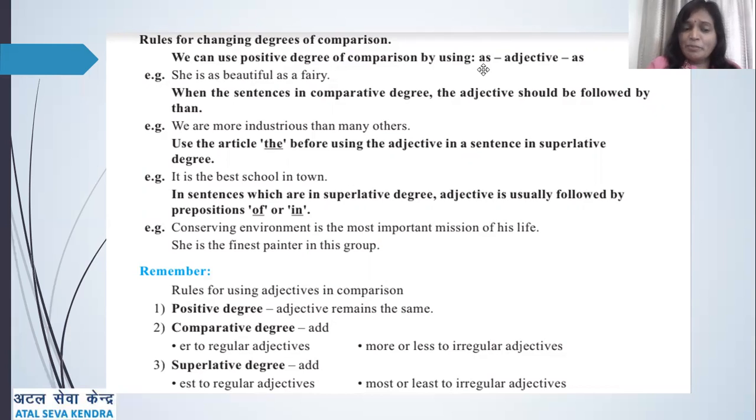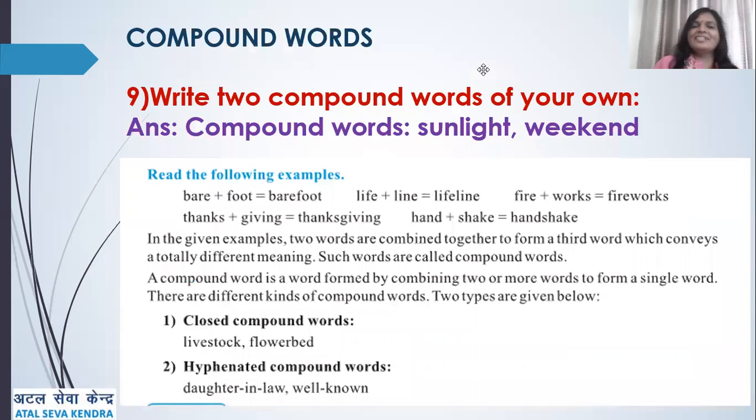Now let us explore some rules for using adjectives in comparison. Positive degree, remember, adjectives remain the same. Comparative degree, add er to regular adjectives, more or less to irregular adjectives. When it comes to superlative degree, add est to regular adjectives, most or least to irregular adjectives. Now let us see some vocabulary based questions.